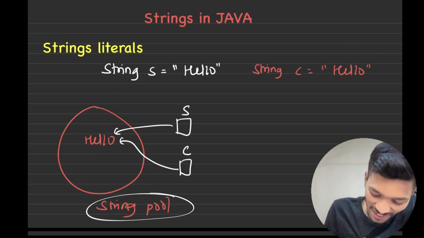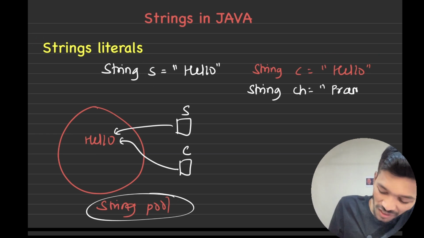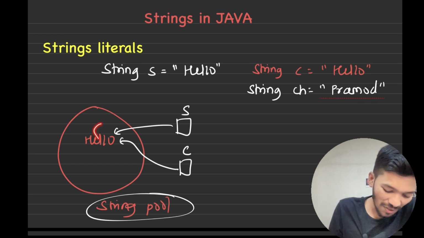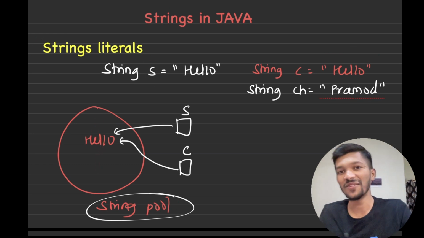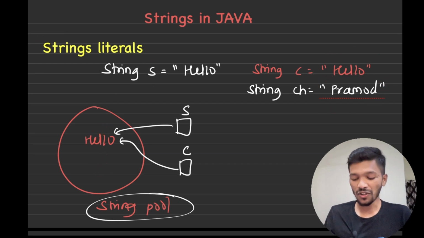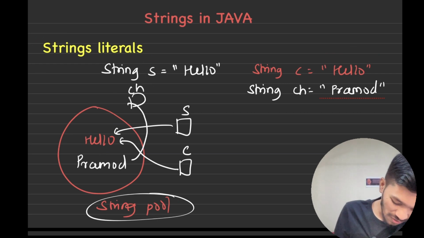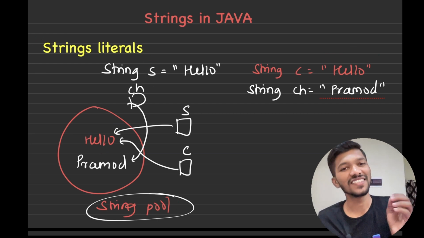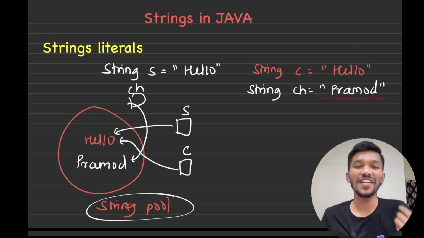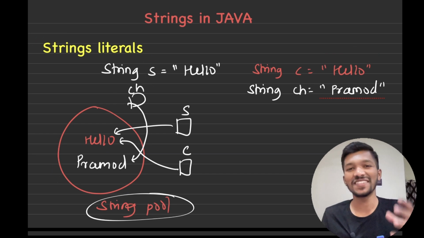Now if I try to declare another string, let's suppose I name it CH and I declare it as "Pramod". Again the JVM will scan my whole string constant pool and check whether there is any "Pramod" present. As it scans the string constant pool, it will not find "Pramod", therefore it will create a new reference called "Pramod", and now my CH is referencing this "Pramod". So this is how string literals in Java basically work. Every time you try to create a new string, the JVM will go to the string constant pool and check whether that string is already present in my string constant pool.